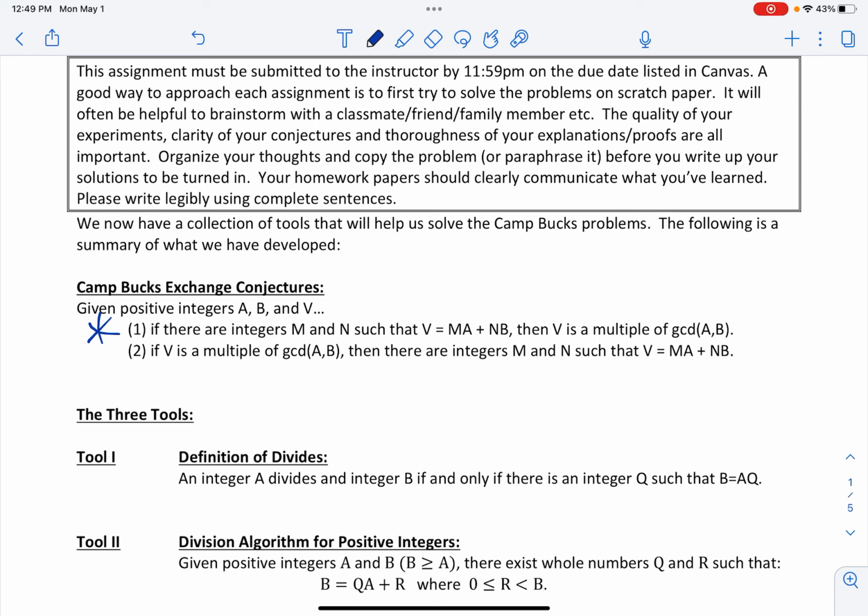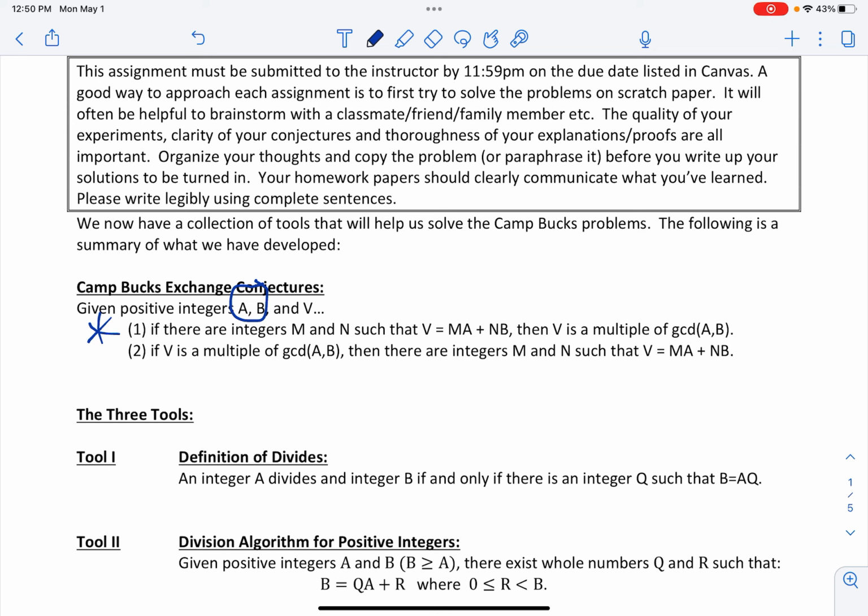So what that is saying basically is, okay, in Camp-Buck's talk, our denominations are a and b, then we know that the cheapest item that can be purchased is the greatest common divisor of a and b, right? And then anything that can be purchased at Camp Math is a multiple of that greatest common divisor of a and b. So that's what that one is saying.